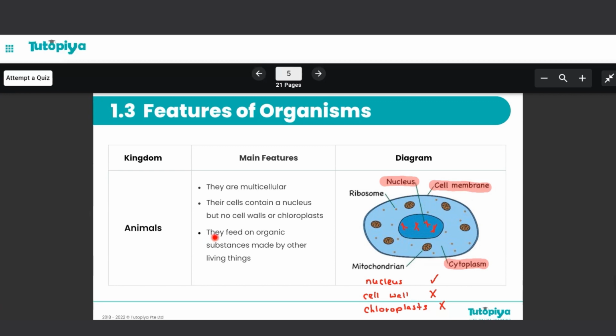So here's how they get their nutrition. They feed on organic substances made by other living things. So these are the main features of the animal kingdom.